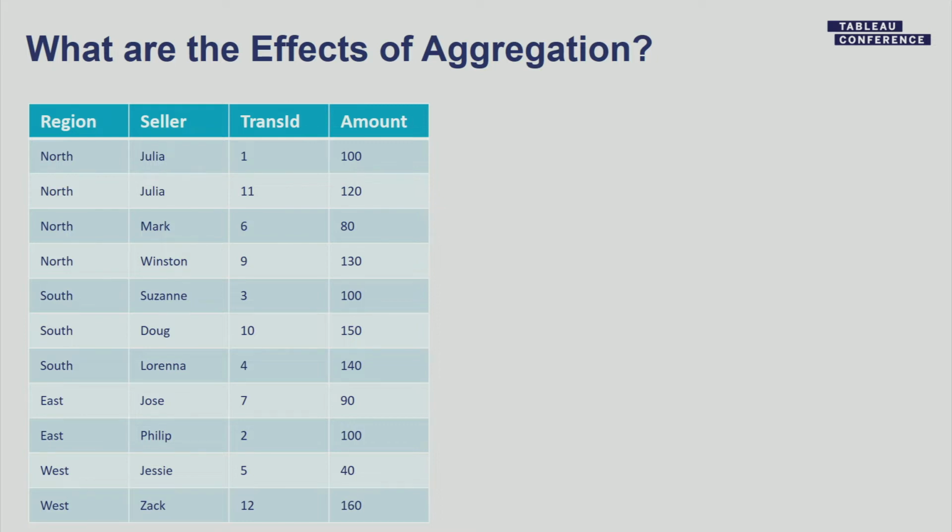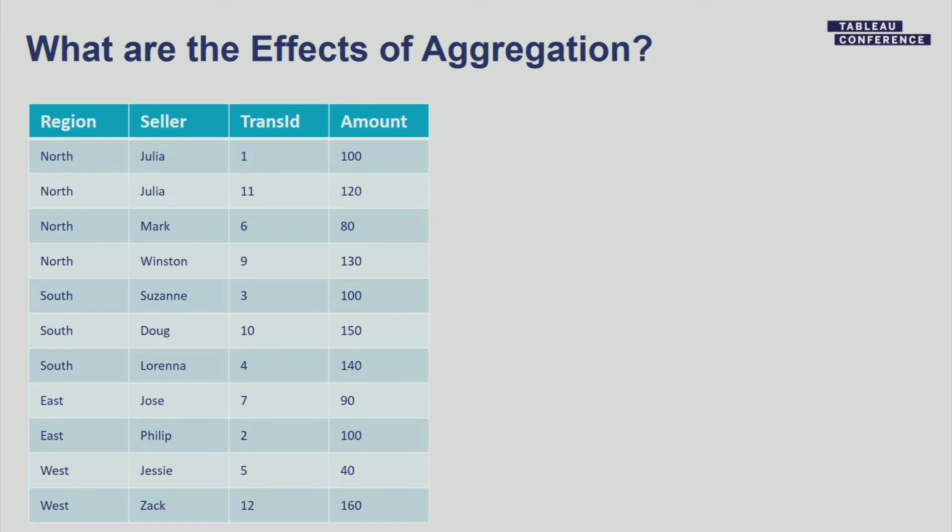Back to our table. Since this table is at the level of detail of transaction, it's very easy to answer any questions related to a specific transaction. So if Isa asked me about transaction 3, I could easily tell him Suzanne brokered it, it happened in the South, and it was $400. The data is just sitting there on the table, right?